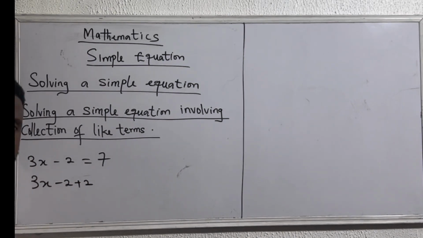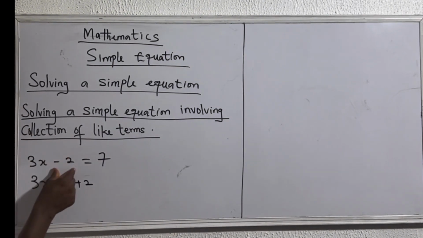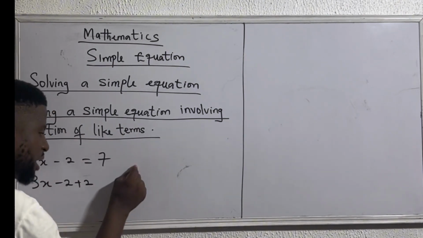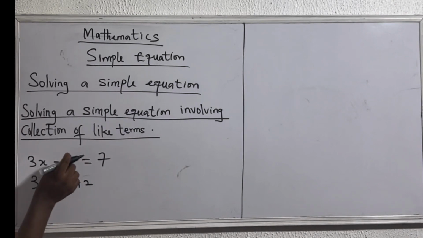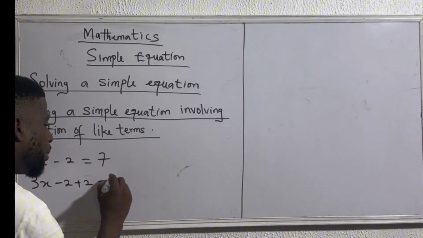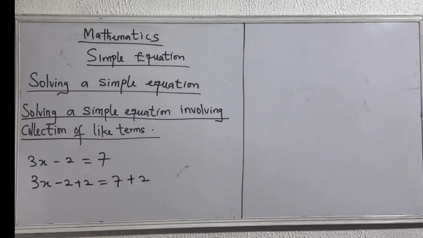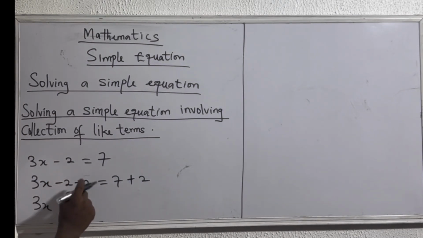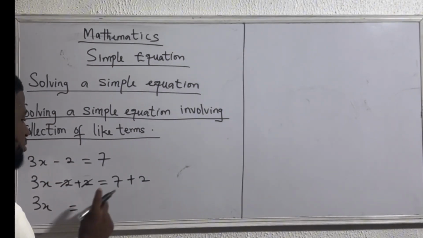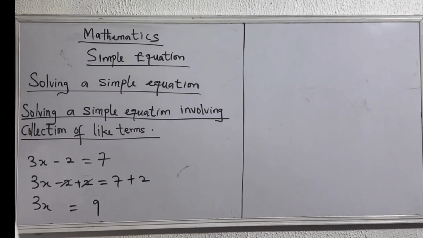But then remember that whatever you do to a side must be done to the other side. So because we have added 2 to the left hand side, we must also what? Add 2 to the right hand side. So this will give us 3x, because minus 2 plus 2 is 0, and then we have 7 plus 2, we have 9. Now also, if you look at the left hand side, we have 3x, right?